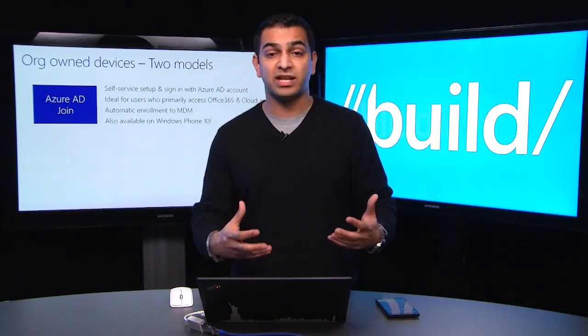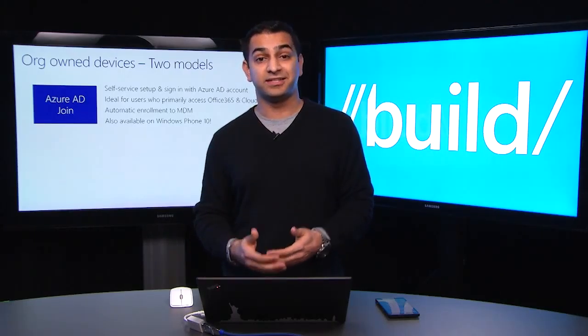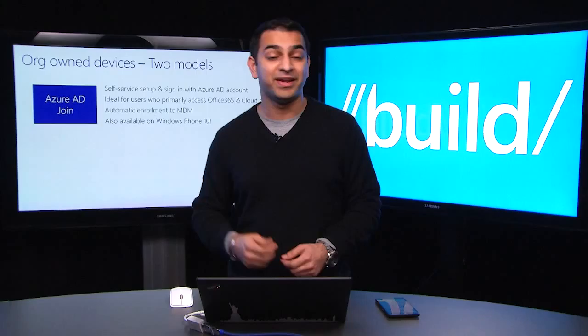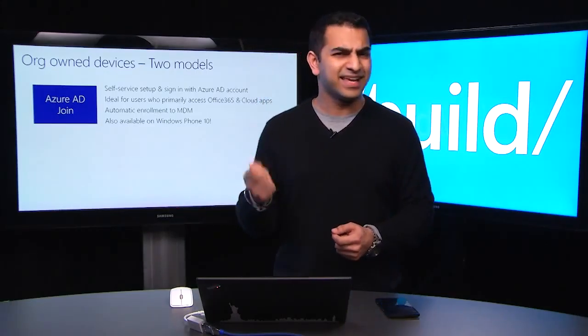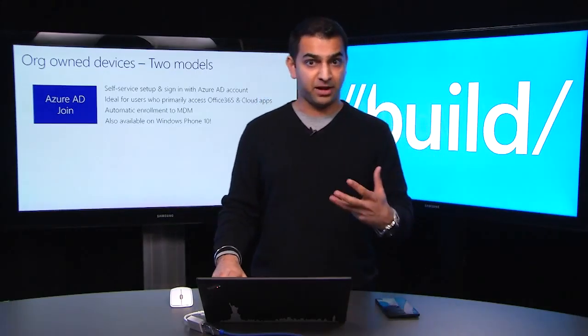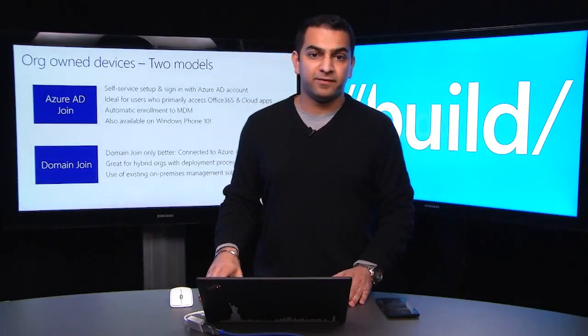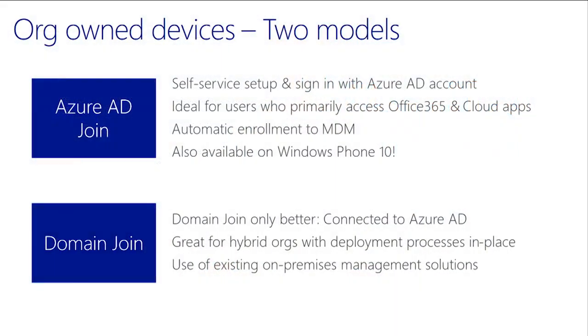And I'm happy to also announce that now the same functionality in the form of Azure AD Join is available on Windows Phone 10 as well. So you can take your phone and go through the same process and set it up for work as a primary device. And of course, there's the traditional domain join that we all are really familiar with and that has been the way that most enterprises deploy work devices, especially desktops and PCs.